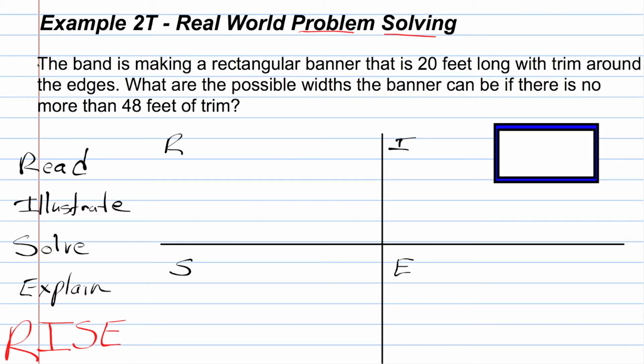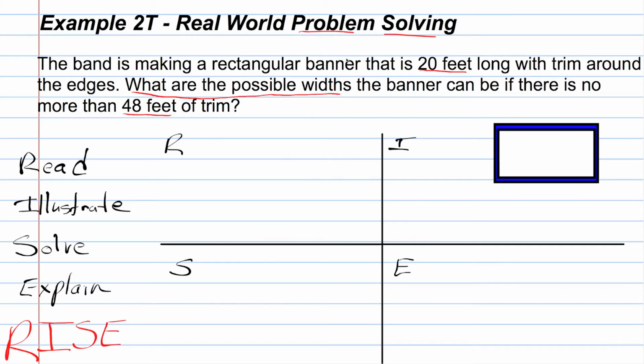Here it says the band is making a rectangular banner that is 20 feet long with trim around the edges. What are the possible widths the banner can be if there is 48 feet of trim? Now, as I was reading, I underlined some important things, and that's to me a part of the read. And also a part of the read is to write down the important information and the question.